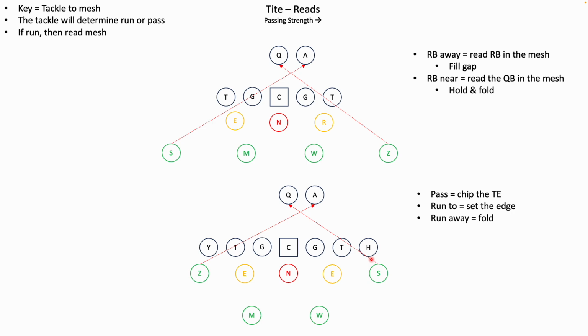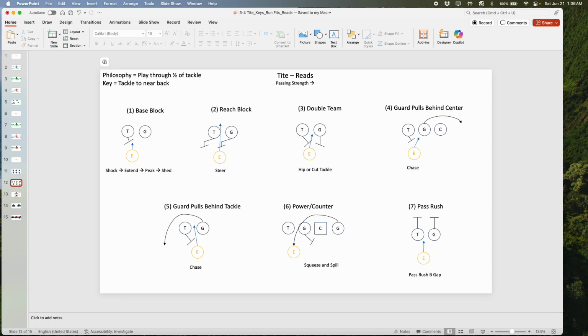Okay, if you get a run, so if your key tells you that this is a run, you are now the D gap and you are actually the last defender, so you have to set the edge. We're going to talk about what that means, setting the edge. Actually, let's just do that right now. Let me pull this up.